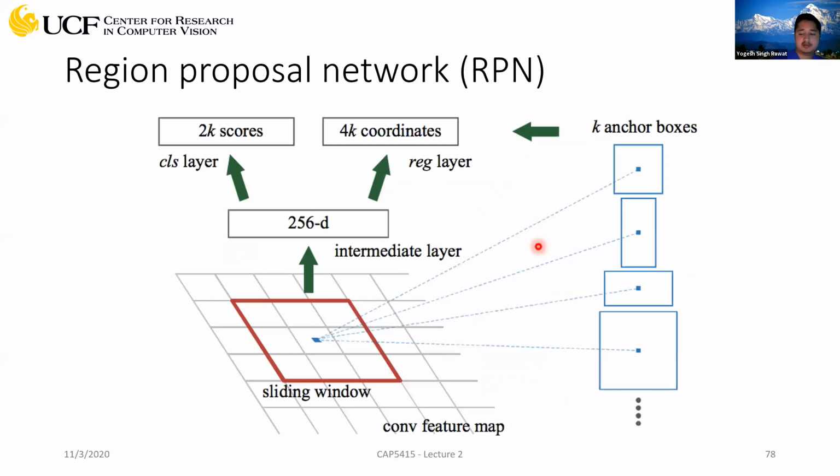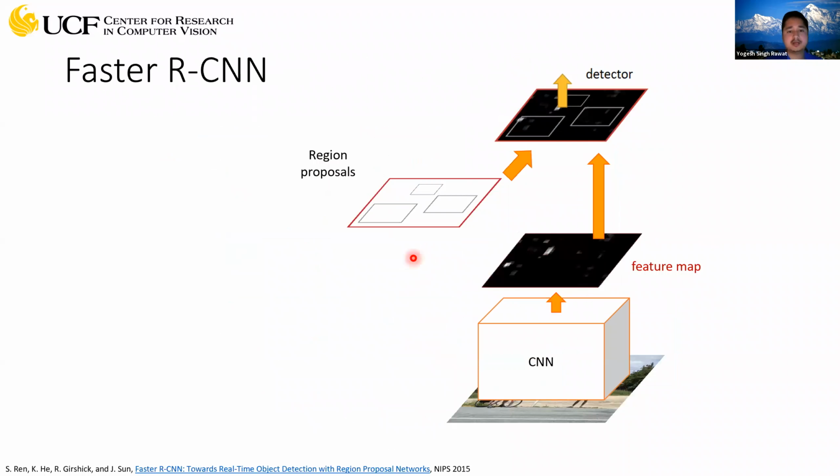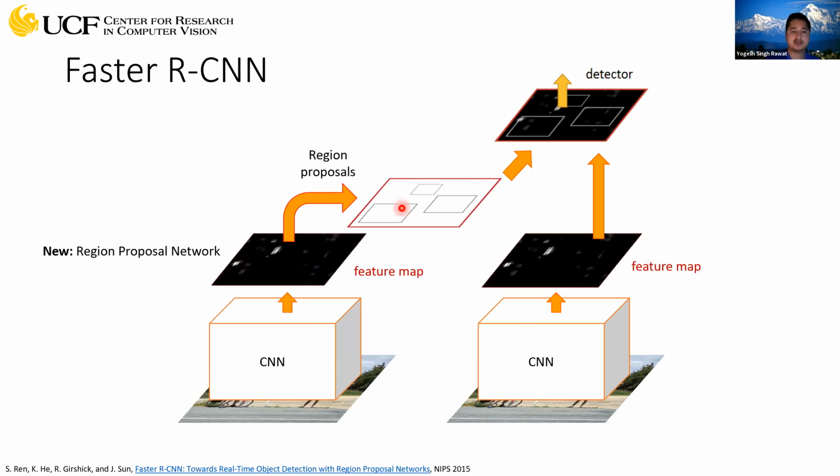Now, based on that output, you will know which are the positive proposals and which are the negatives. So you will use the positive proposals as your region proposals, and then use them to extract the features from the actual feature map. And this is the same process. The only addition is this region proposal network here.